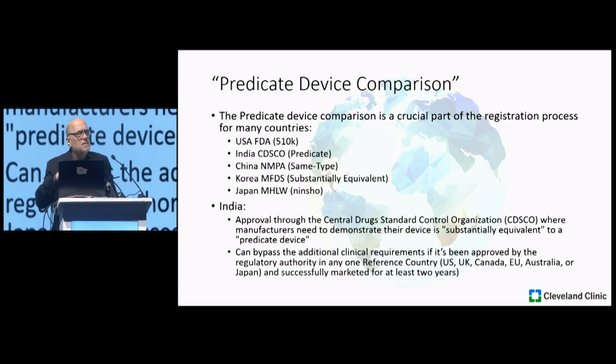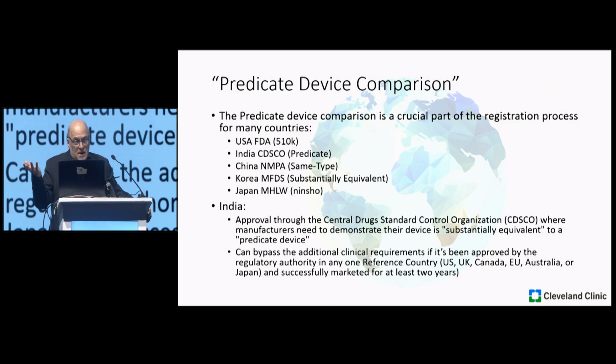Now, worldwide, the rest of the world has adopted a similar policy. In the US, the FDA has a 510K. India has a predicate pathway. China has what's called the same type. Korea, Japan, they all have very similar predicate device comparisons to get to market.